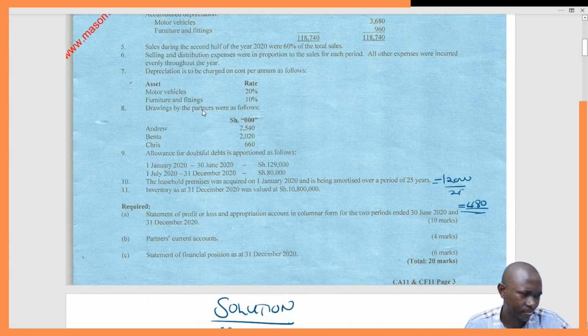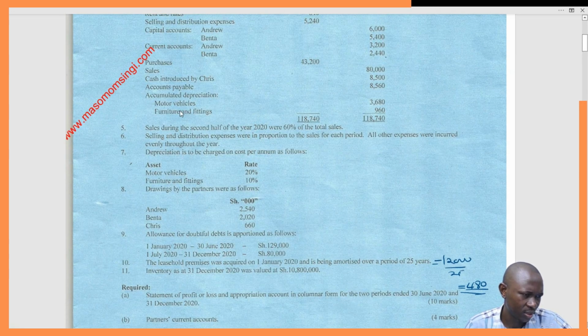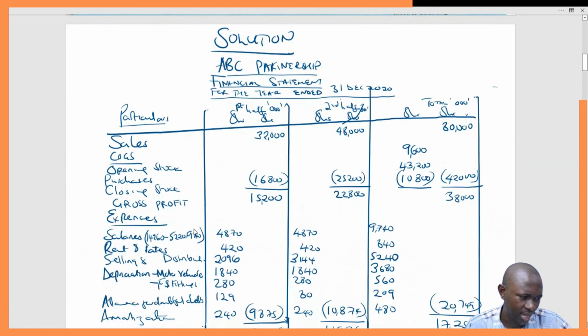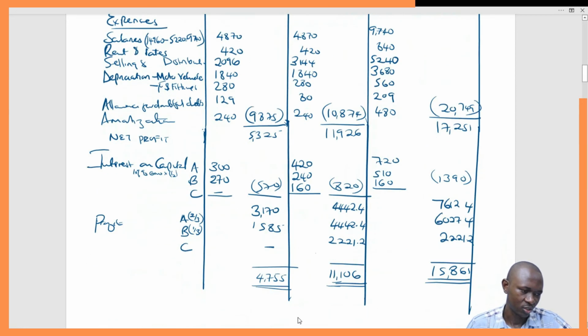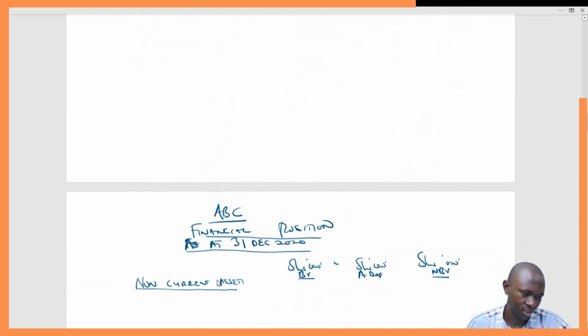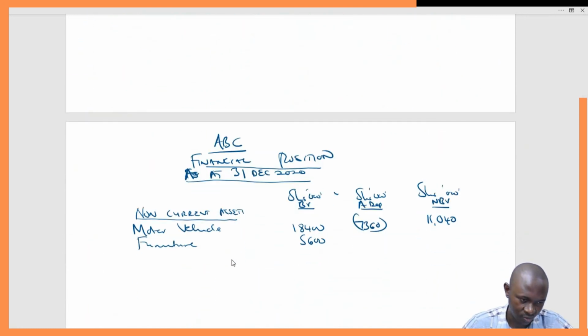The same treatment will be extended to the furniture account. Accumulated depreciation is 960, plus depreciation for that year, 560. This gives us 1520, the accumulated depreciation for the previous years plus this year. So we deduct from 5600, which gives us 4080 as the net book value.